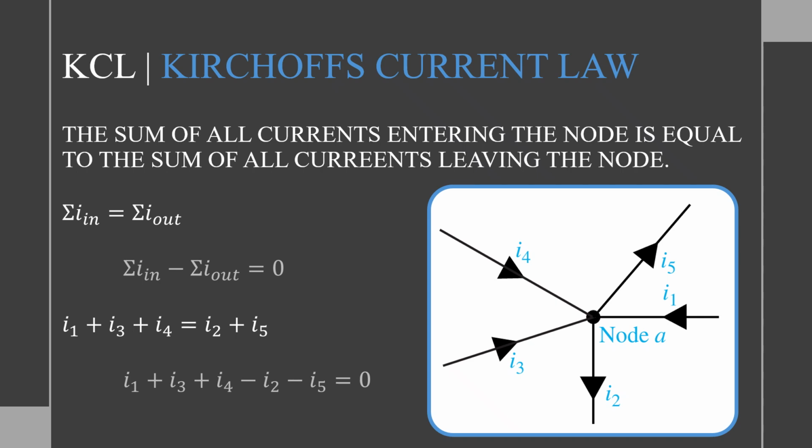and that's represented by the arrows. So, according to Kirchhoff's current law, the sum of the currents entering the node must equal the sum of currents leaving the node. So, current 1 plus current 3 plus current 4 is equal to current 2 plus current 5. As long as this relationship is satisfied, electric charge is conserved and the circuit obeys Kirchhoff's current law.